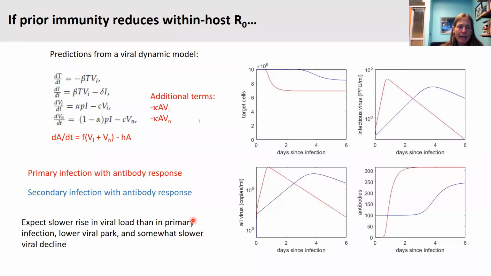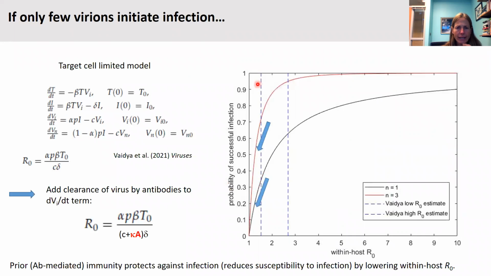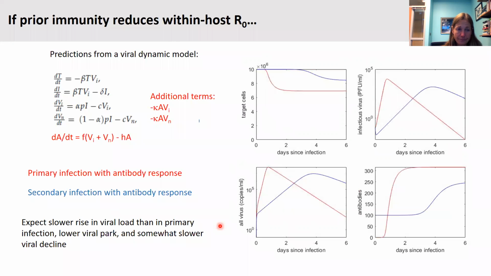And now what we can think about is a secondary infection, right? Once we actually have that antibody response. And so we've already known from these slides over here that if we have some antibodies that are circulating, it decreases within host R naught, right? And it reduces the probability of successful infection, right?